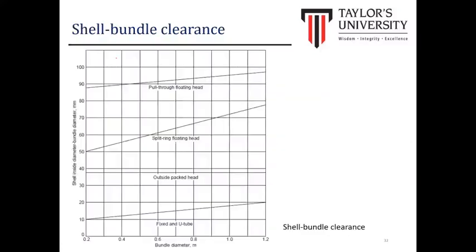This is how you define your shell bundle clearance. For example, we have the shell, and this is the tube part. These are the bundle clearances that you should consider. For example, if we already define the bundle diameter, and our design is a fixed tube sheet, with the bundle diameter around 0.6, you just read across here to give your shell inside diameter for this range.